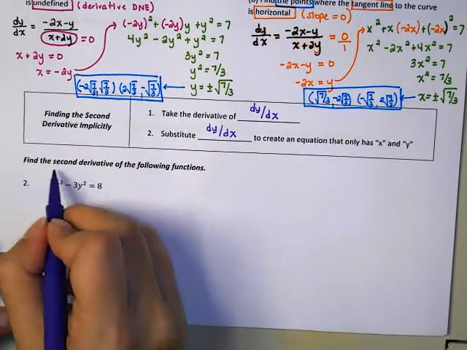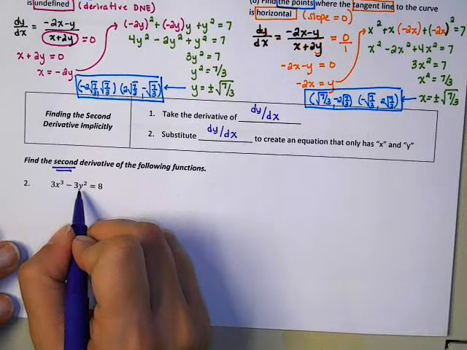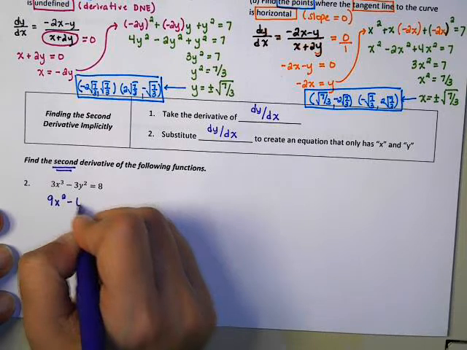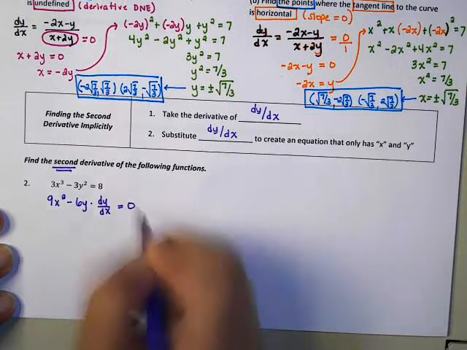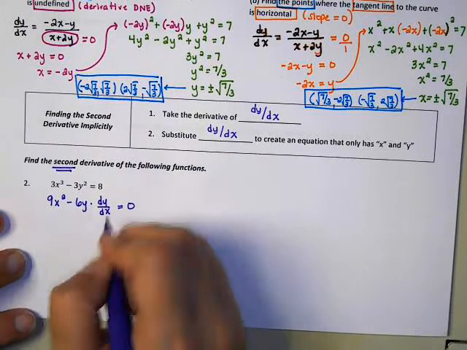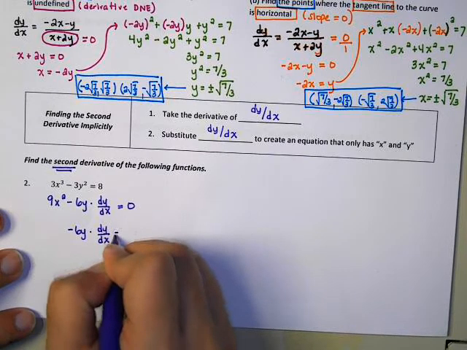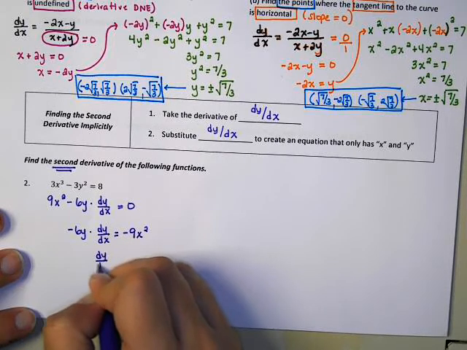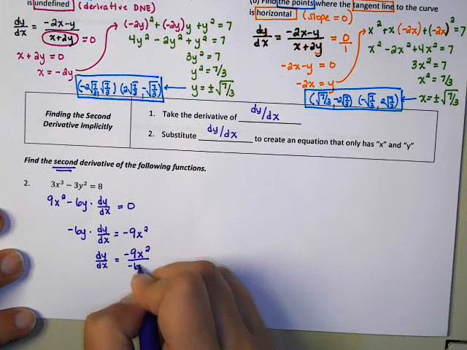In order to find the second derivative here, I'm going to need the first derivative to start with. So I'm going to start by using implicit differentiation because the y is not by itself. My first derivative here would be 9x squared minus 6y times dy dx equals 0. Now I'm going to get the dy over dx by itself. So I'm going to have negative 6y times dy over dx equals negative 9x squared. I'm going to divide by negative 6y, which gives me negative 9x squared divided by negative 6y.